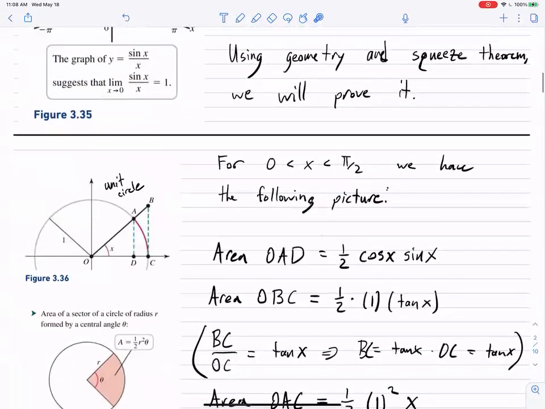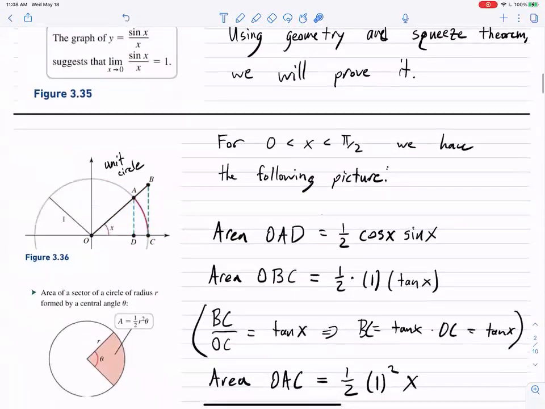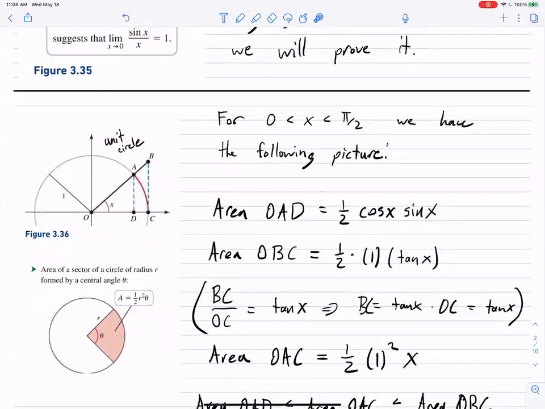So the key idea here is we have this triangle right here. The unit circle is this right here, and we have some triangles. The area of this triangle right here, area of OAD, is 1/2 cosine x times sine of x, because the x distance right here is cosine of this angle, and the y distance is sine, and so it's 1/2 cosine x times sine of x.